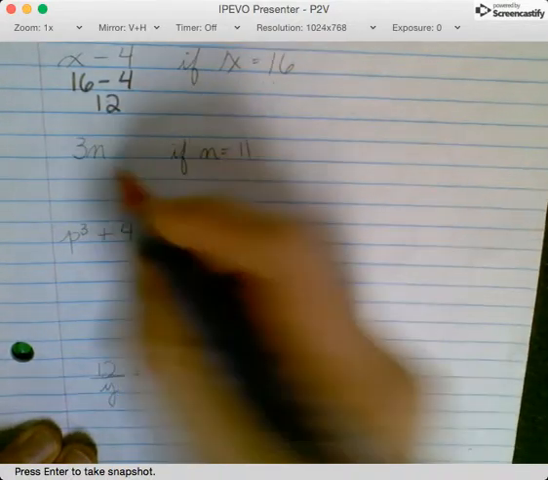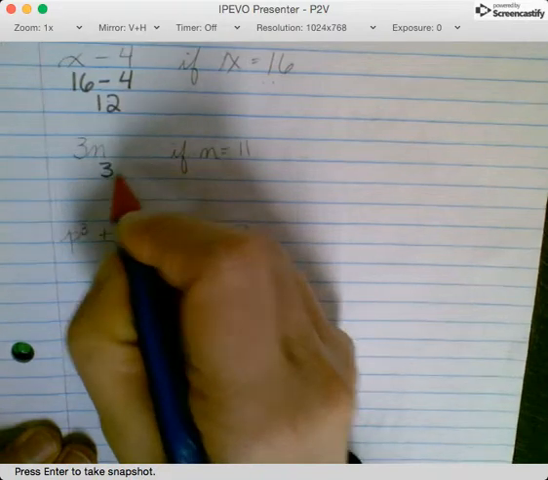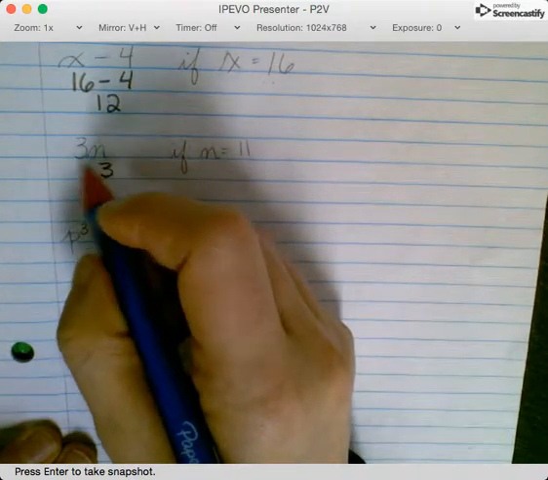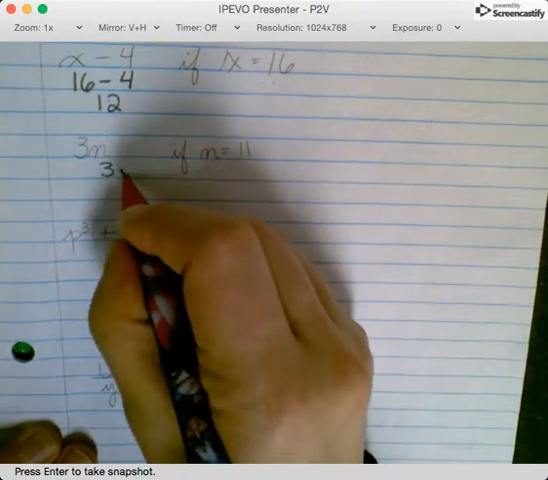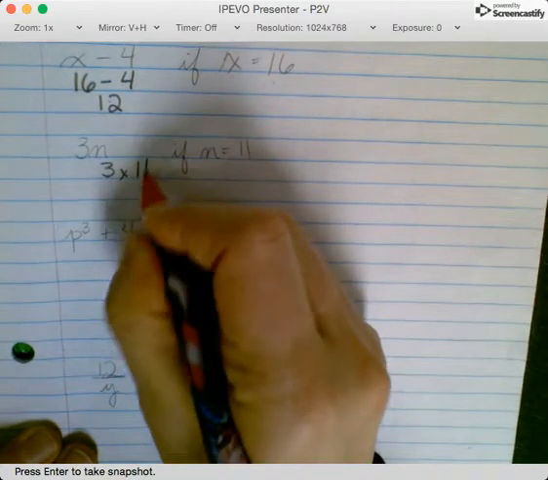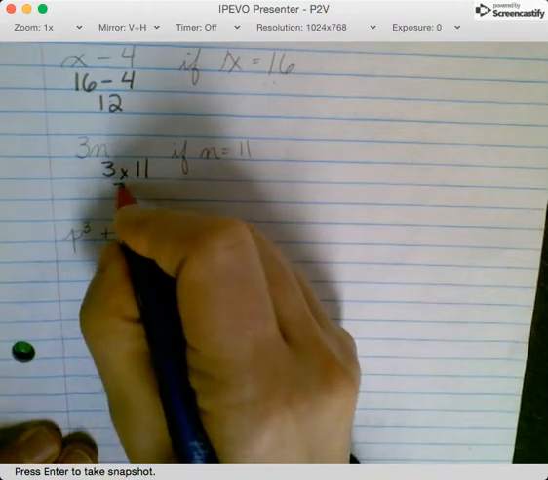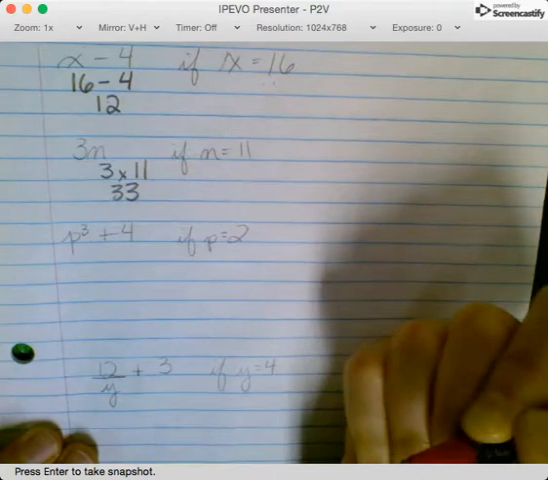3n, if n equals 11. Remember, a letter beside a number means that you are multiplying. So that would be the same as 3 times 11, which is 33.